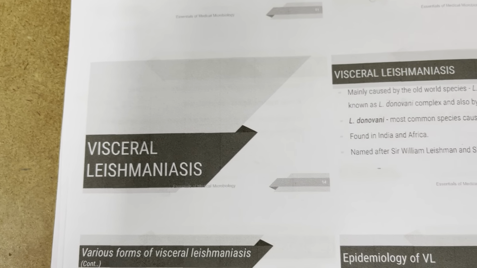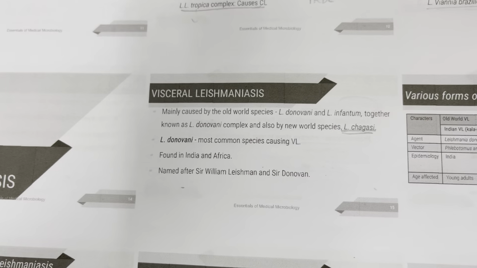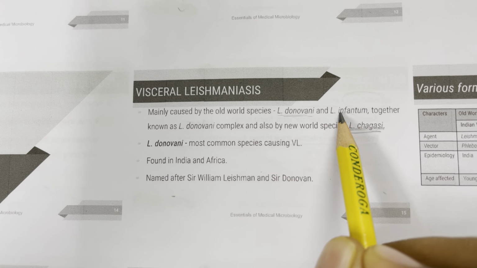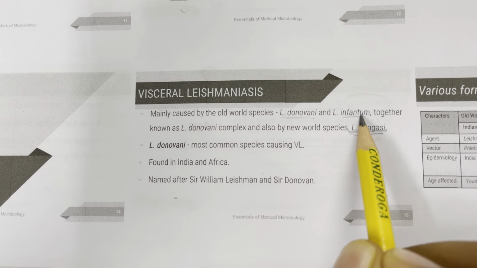Now moving on to visceral leishmaniasis, it is mainly caused by the Old World species L. donovani and L. infantum. Both of them comprise the L. donovani complex, and also by the New World species L. chagasi. L. donovani is the most common species that causes visceral leishmaniasis. It is found in India and Africa. It is named after Sir William Leishman and Sir Donovan.